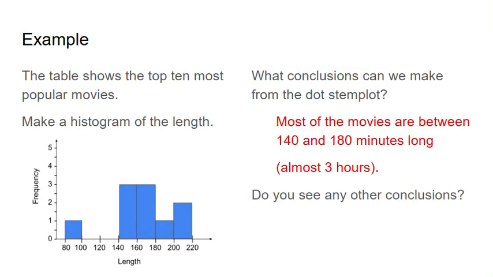Once we have a histogram, we can make some conclusions. In this case, we can say that most of the movies are between 140 and 180 minutes long, or almost 3 hours. Are there any other conclusions that you can make?